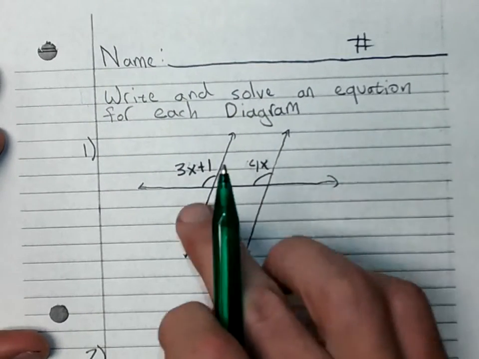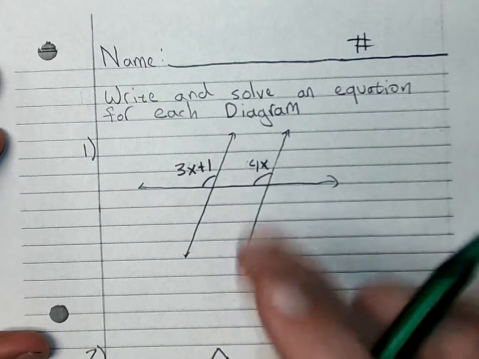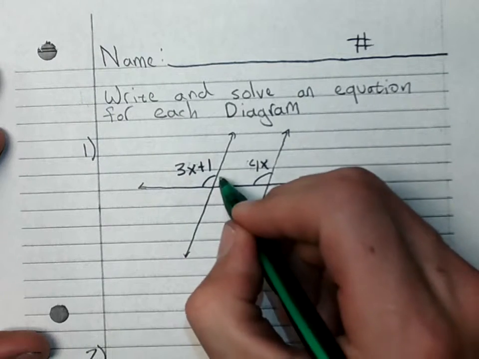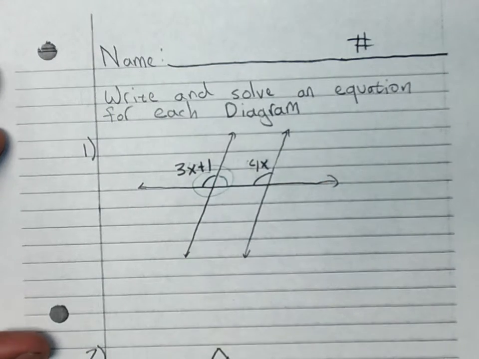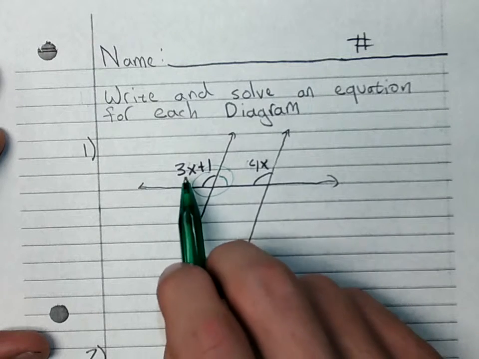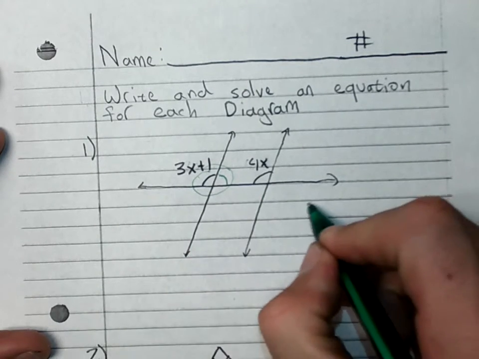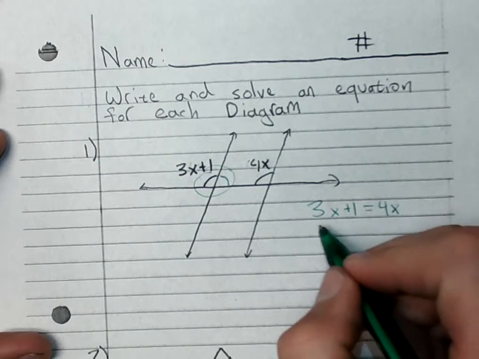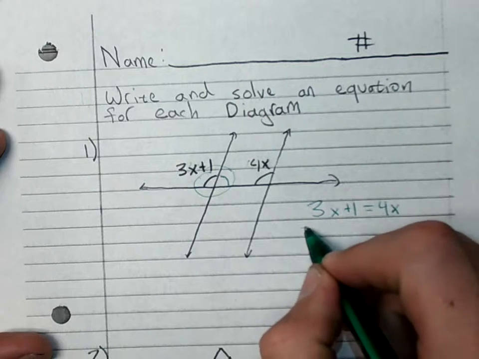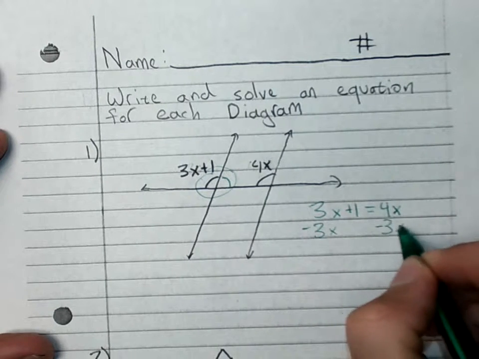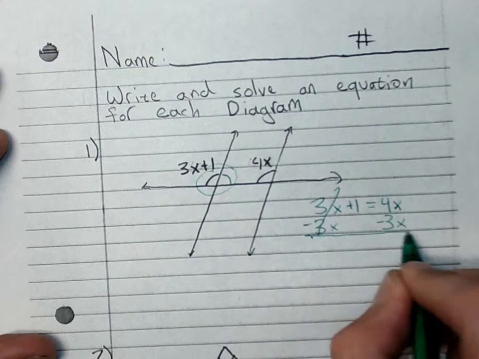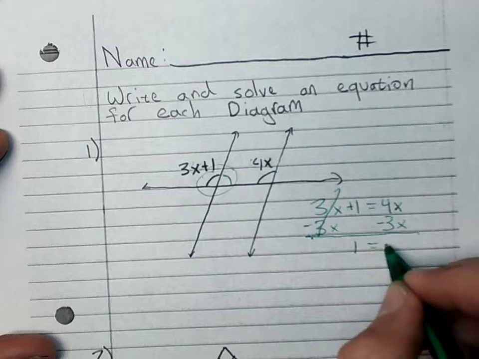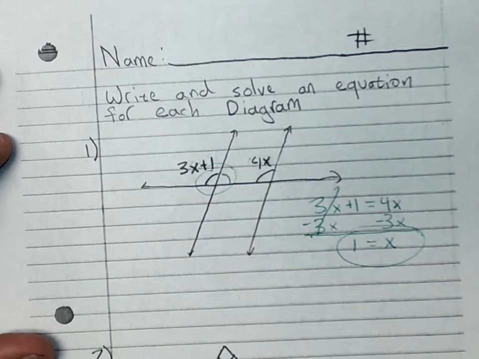So the key here is to recognize that these 2 angles are equal. Had I chosen maybe these 2 angles right here, they would have added to 180 degrees. But these 2 angles are corresponding. Corresponding angles are congruent or equal, and the equation is really very simple. Start with the smaller of the 2 variable terms. Subtract 3x from both sides. 0 pair. 1 is all that's left. 4 minus 3 is a single x for x equals 1.